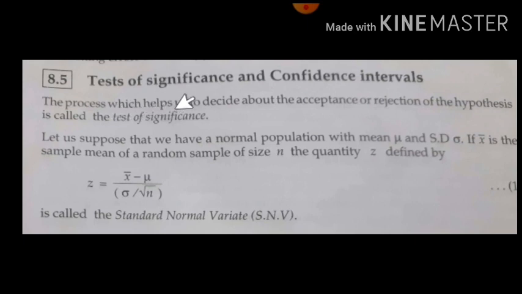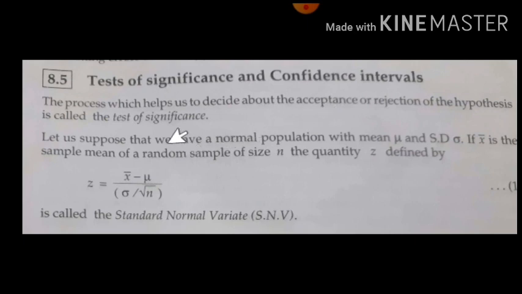That is not the definition of confidence interval. It is the definition of what? Testing of significance. The process which helps us to decide about accepting or rejecting the hypothesis, what we are analyzing, whether we need to accept or reject, that process is called the test of significance. And where we are accepting the hypothesis, the condition we take is 95%. That is called the confidence interval. Okay.